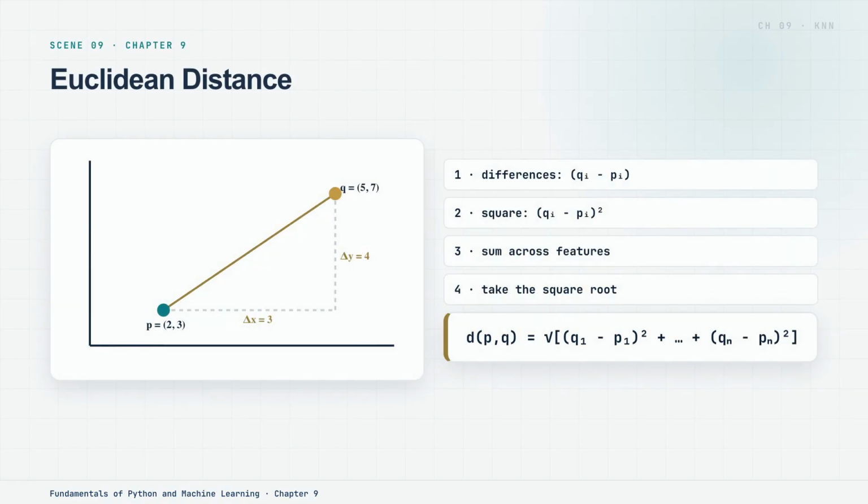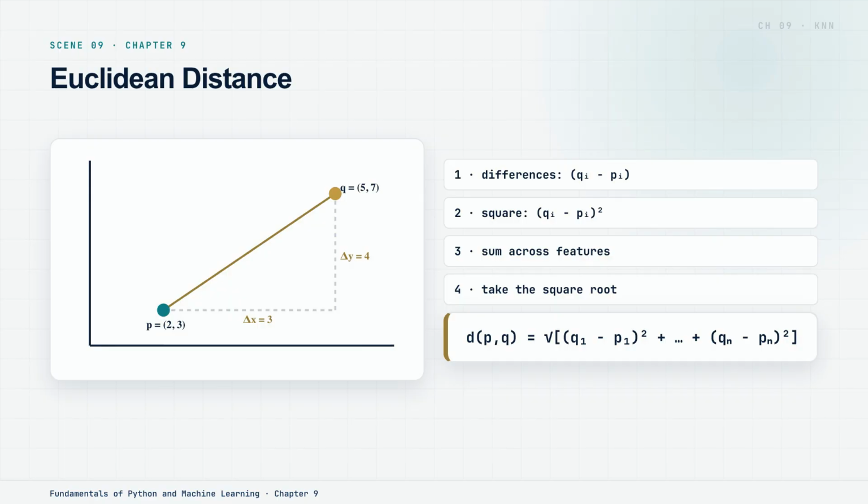The chapter introduces Euclidean distance. This is the ordinary straight line distance between 2 points. For each feature, subtract one observation's value from the other. Square each difference. Add the squared differences. Finally, take the square root. With 2 dimensions, this calculation follows the Pythagorean theorem.